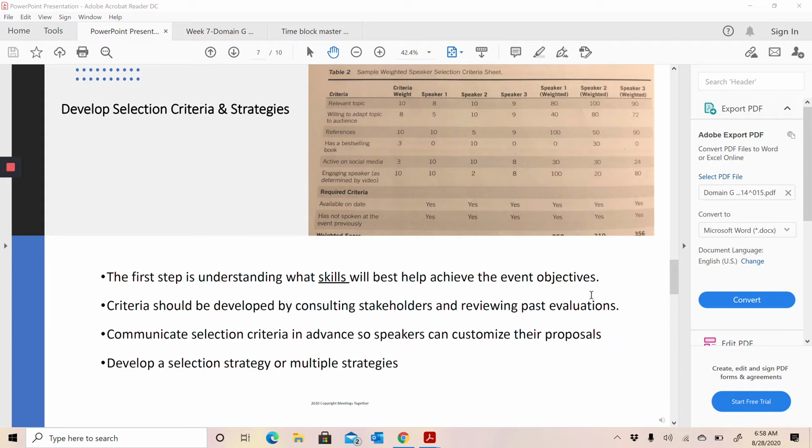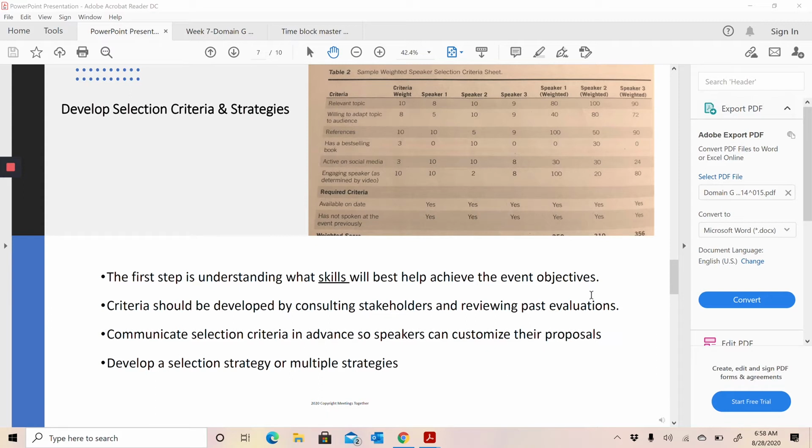Willing to adapt to topic, audience. Okay, maybe a little more flexibility on that. References. So in this example, you know what? I want to make sure that all your references check out. You need to get an A+ from everybody that's used you. So that's going to rate a little bit higher. And then, kind of like in human resources, how we learned, you want to make sure that you're comparing apples to apples.